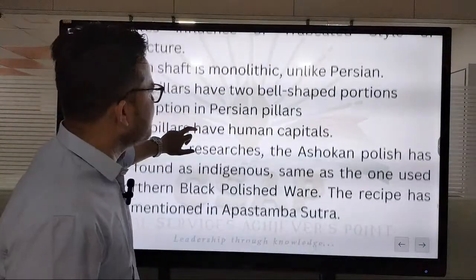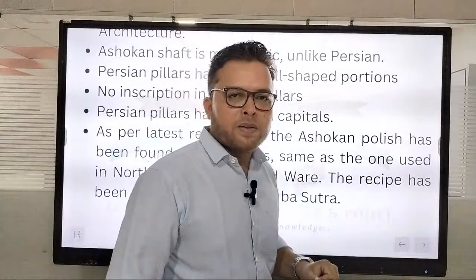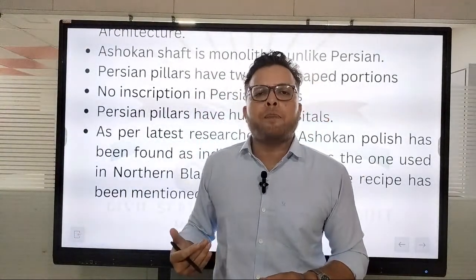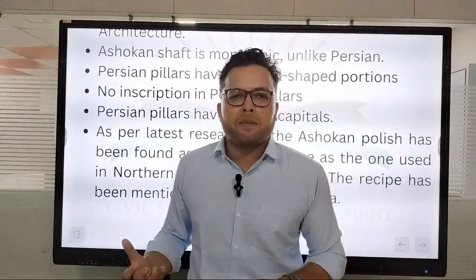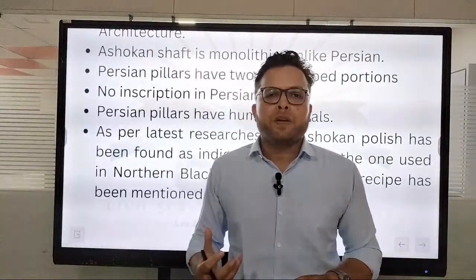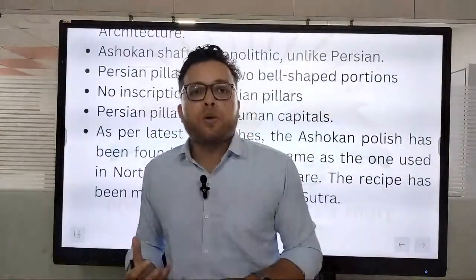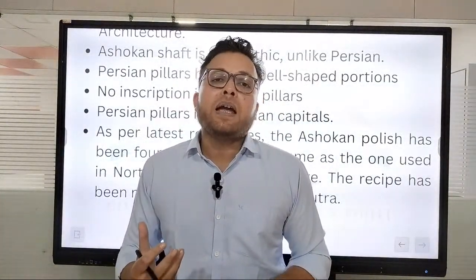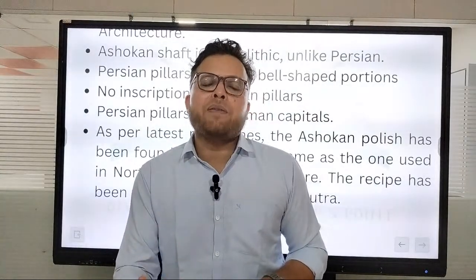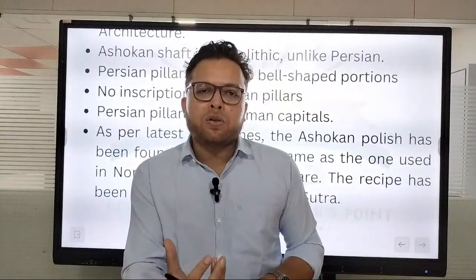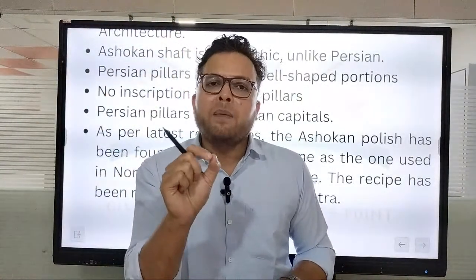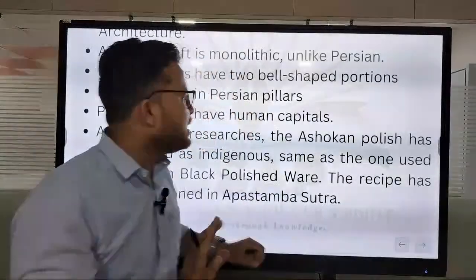That is another difference. There is no inscription on Persian pillars. See, I told you, Ashoka came up with the idea of pillars mainly to propagate dhamma. So he had his pillars carry inscriptions. Each and every pillar carried an inscription. Each and every Ashokan pillar had something written on it. But Persian pillars did not carry any inscription.